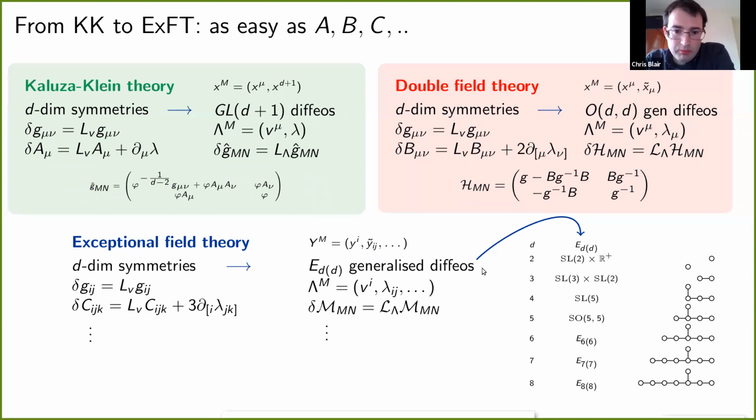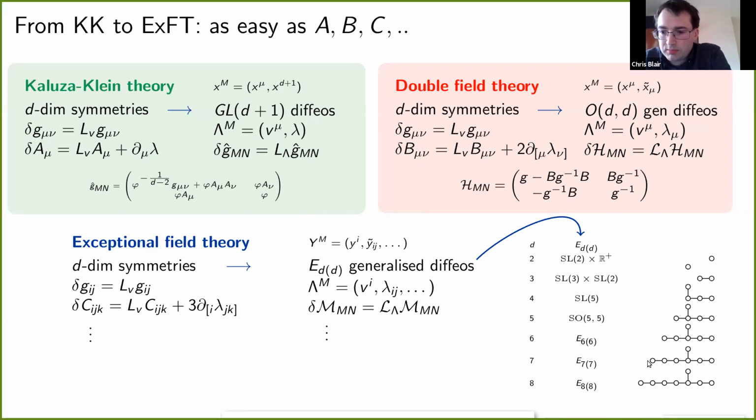And so first of all, we should ask, well, what is this sequence of groups? So here I've denoted it by E_D bracket D. This is a sequence of Lie groups that for D = 6, 7, and 8 corresponds to the exceptional Lie groups E6, E7, E8. And for lower values of D corresponds to some more mundane groups that you will know as matrix groups like SL5 and so on.